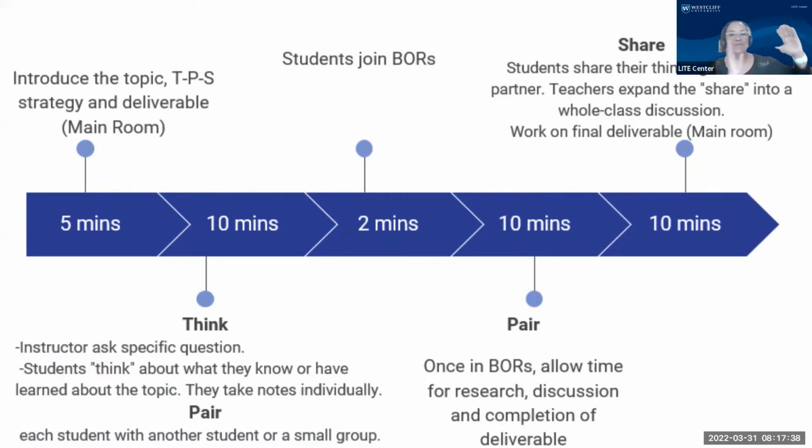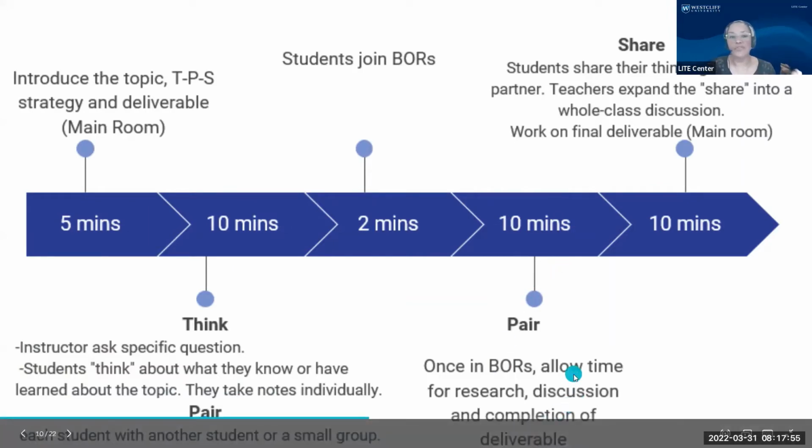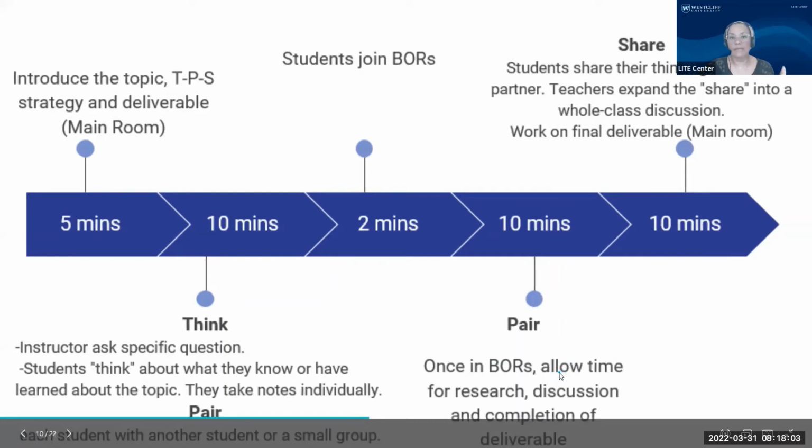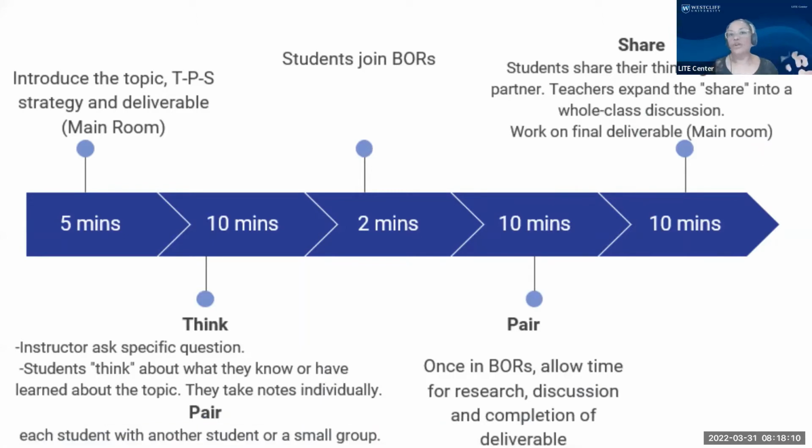When we talked about the breakout rooms, we gave them 20 minutes in the breakout rooms to discuss. Here, we're just giving them 10 minutes because they already had some time to think and do the research that they needed for the discussion in the breakout rooms. But if you think that they need more time, you need to give them the proper amount of time to do the research, discuss, and complete the deliverable. Then we go back to the main room and students share their thinking or their conclusions from the conversations that they had with their peers.